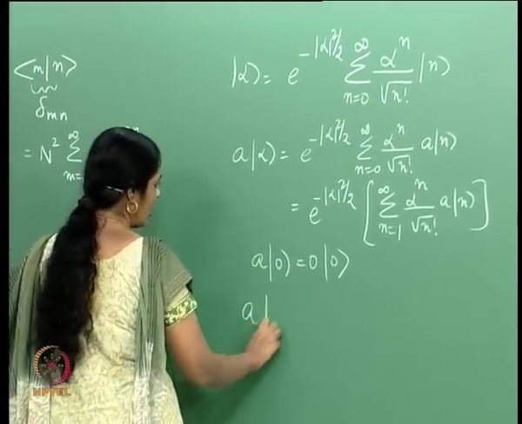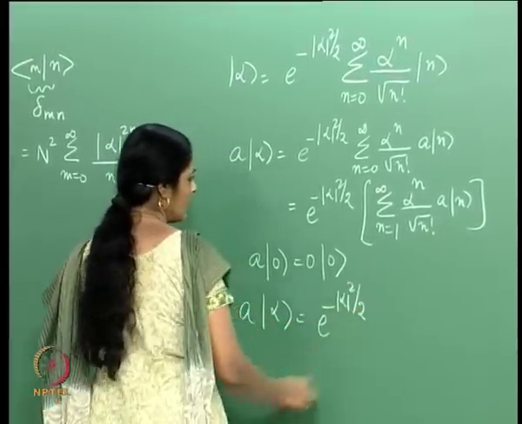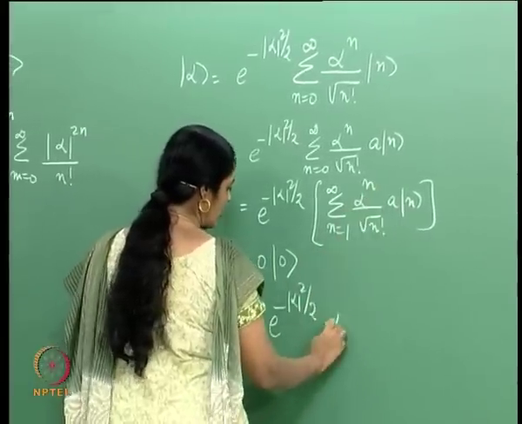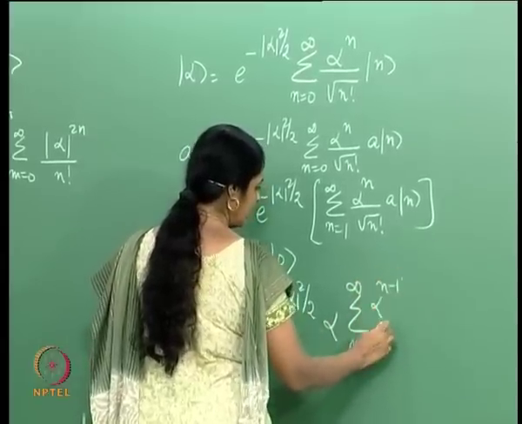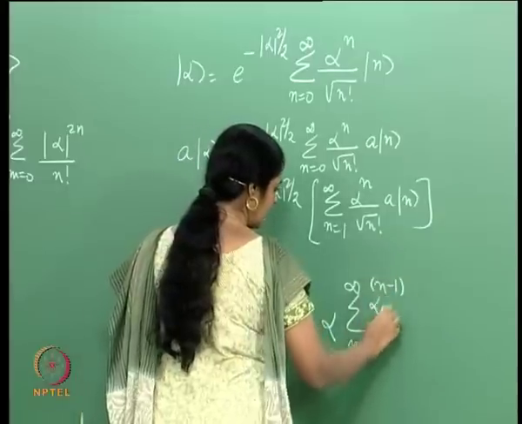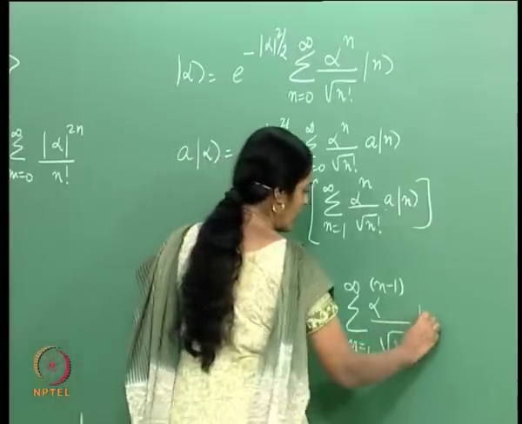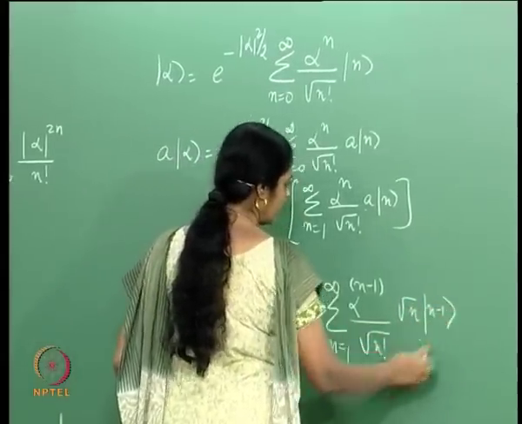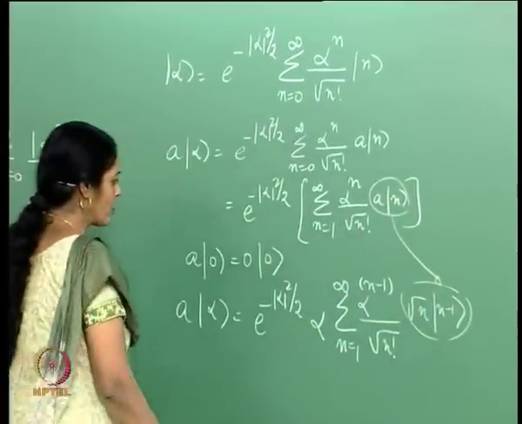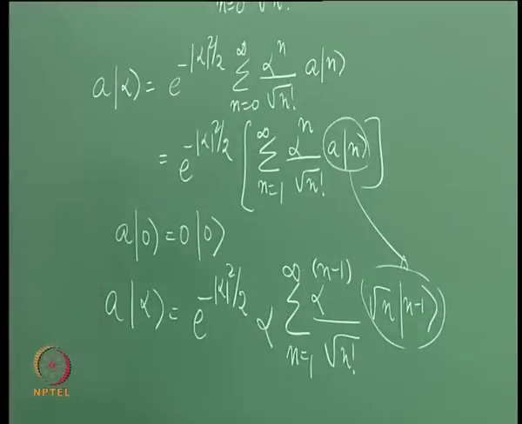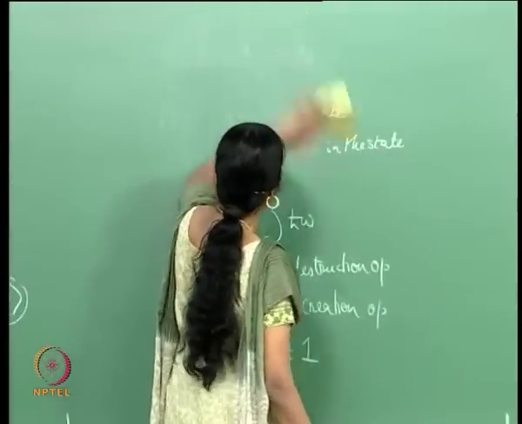And therefore, I have A acting on ket alpha is e to the minus mod alpha squared by 2. I can pull out an alpha, summation n is equal to 1 to infinity alpha to the n minus 1, because I have pulled out alpha, by root of n factorial. A acting on n is root n ket n minus 1. This object A acting on n is root n ket n minus 1. It is easy to see what the answer is going to be on simplification.